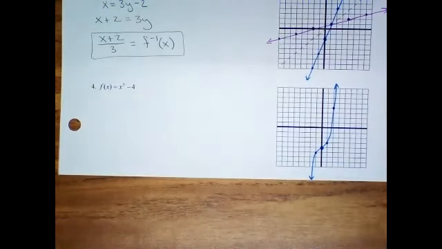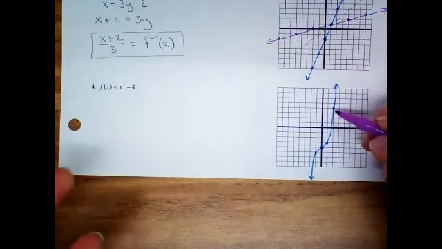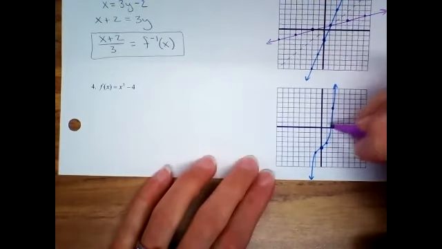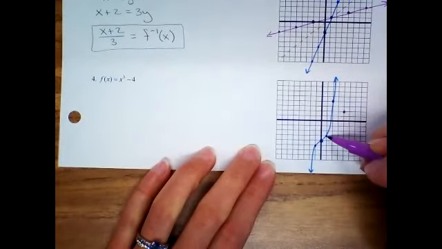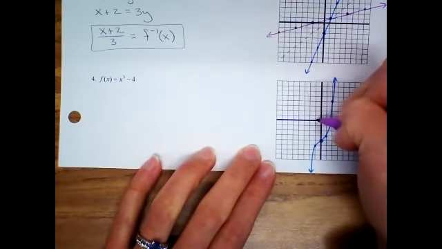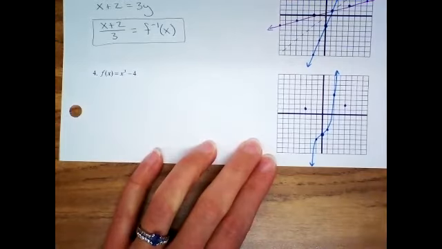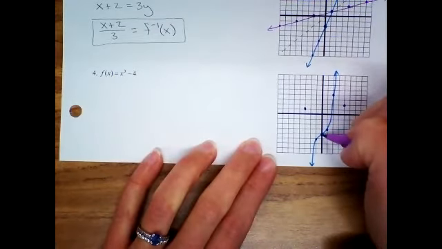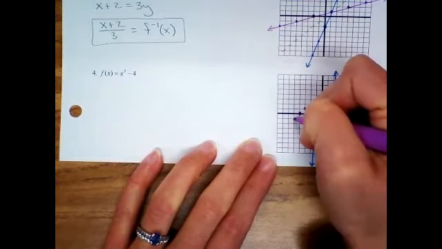You can graph the inverse without even finding the inverse. Just reverse those points. So this is the point 2, 4. What point can I plot? Yeah, 4, 2. And then this is 1, -3. So I can do -3, 1. And then 0, -4 would be -4, 0. I'm just reversing all of them.